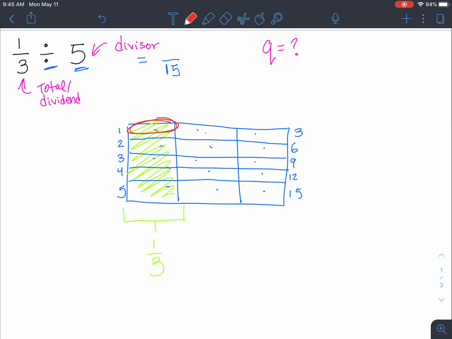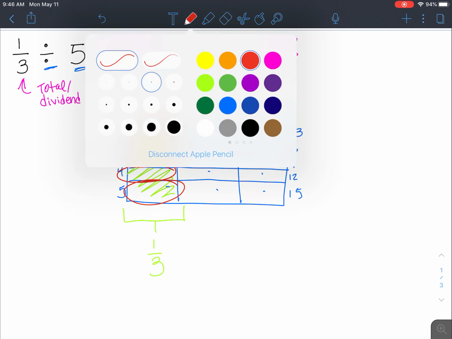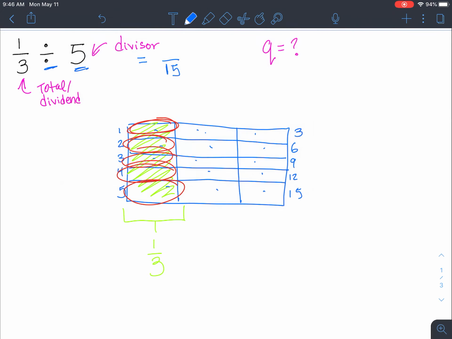In my first group, I just have 1. In my second group, 1. In my third group, 1. In my fourth group, 1. In my fifth group, 1. I know now that there's only 1 piece shaded in each group, and so my numerator is 1. 1/3 divided by 5 equals 1/15.